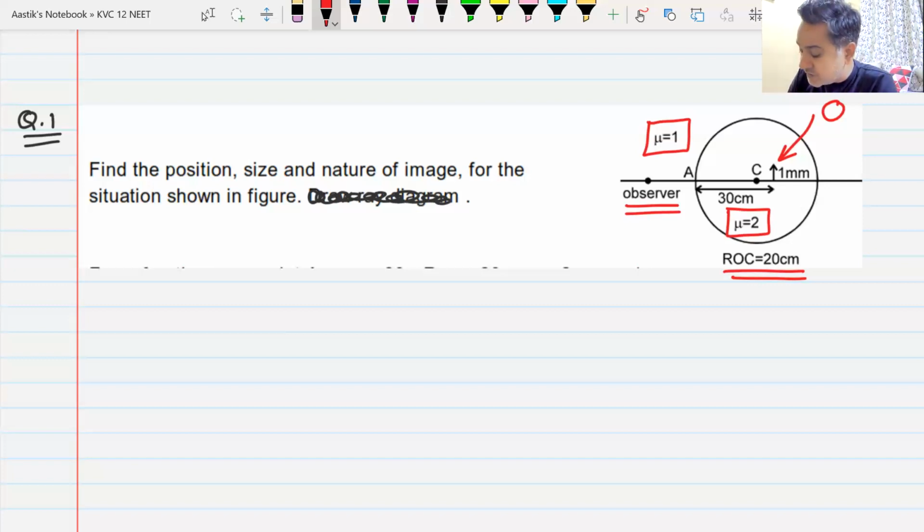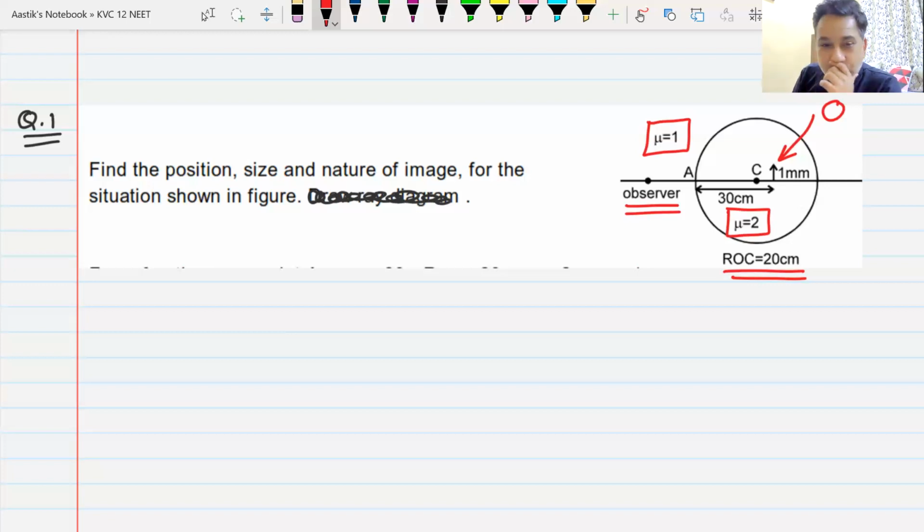So I put the first step. Virtual image. Yes, beta? The formula is mu2 by V minus mu1 by U is equal to mu2 minus mu1 by R. We all understand this formula now, yes or no?